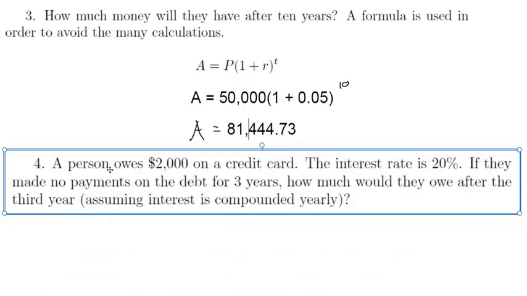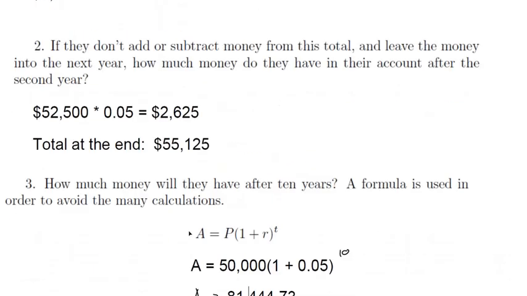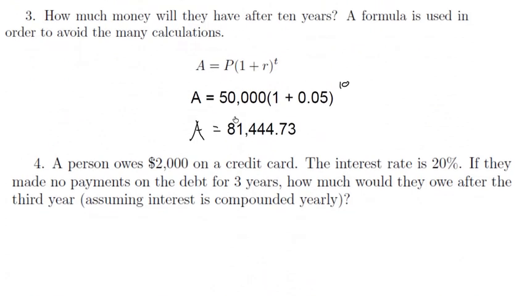And then question 4 here, a person owes $2,000 in credit card debt, and the interest rate is 20%. You might think that's crazy. Why would they give us 5% for our savings but charge us 20%? That's how credit card companies operate. They want you to take out money on their credit card, and then they're going to charge you an arm and a leg for borrowing that money. If they made no payments on the debt for 3 years, how much would they owe after the third year?